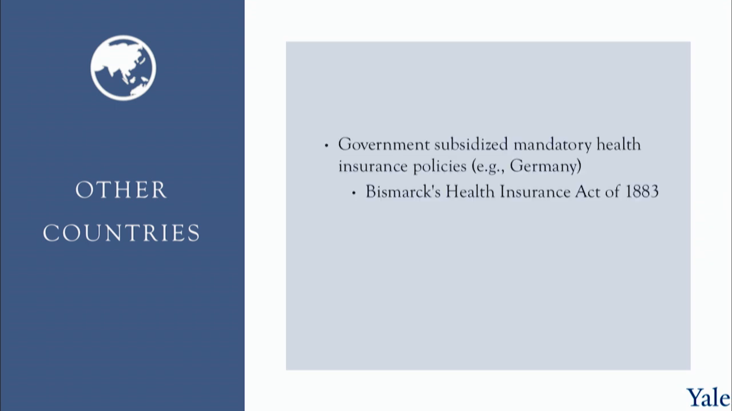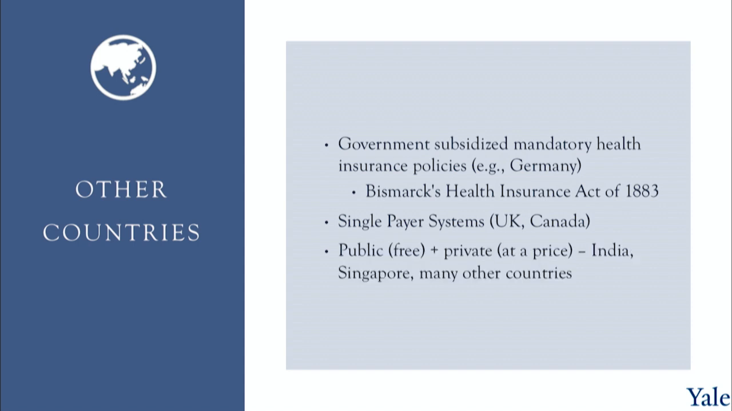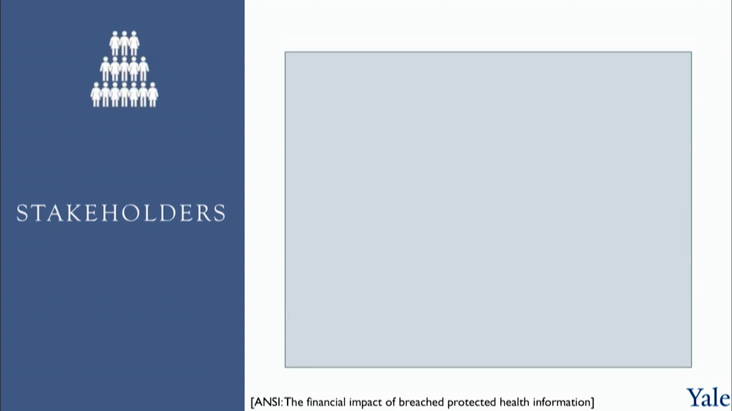So we may have government-subsidized mandatory health insurance policies, the case in Germany, and this dates probably to the oldest piece of welfare legislation, Bismarck's Health Insurance Act of 1883. We have single-payer systems such as the UK and Canada, where the government is responsible for all payments out of tax money, of course. And then we have combinations such as public, free, plus private at a price in countries like India, Singapore, my native Cyprus, and many other countries. So all of these are important because you need to understand who's paying for your software and whose needs you need to meet. So keep those things in mind as we move forward.